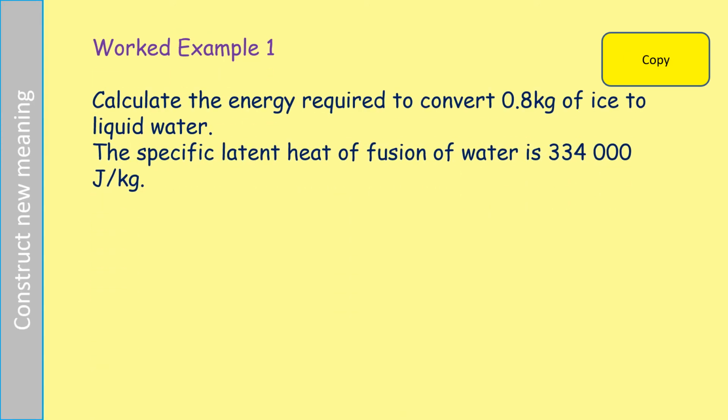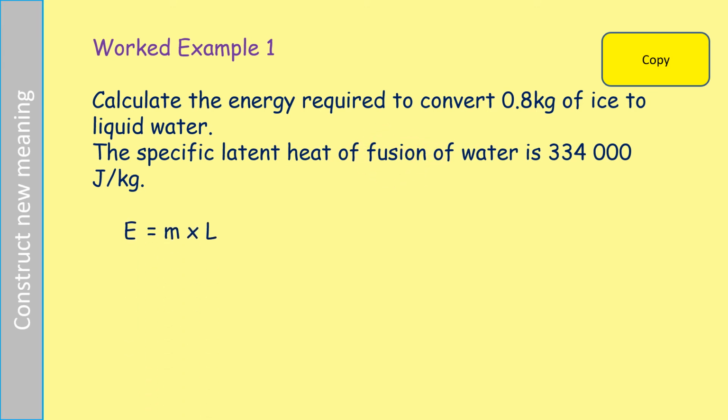So let's do a worked example. Calculate the energy required to convert 0.8 kilograms of ice to liquid water. The specific latent heat of fusion of water is 334,000 joules per kilogram. Now the first thing to notice here is that we're talking about a change of state from ice to water. So we're talking about melting, which means that the specific latent heat that we need is the specific latent heat of fusion, which is given to us in the question.